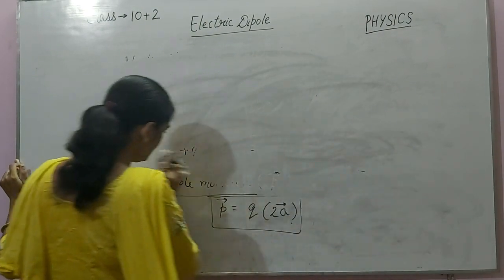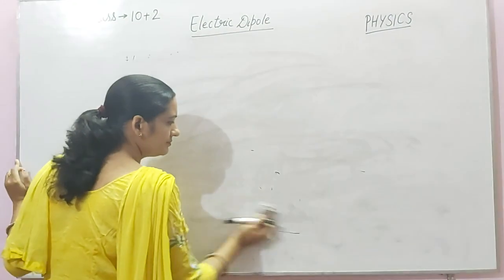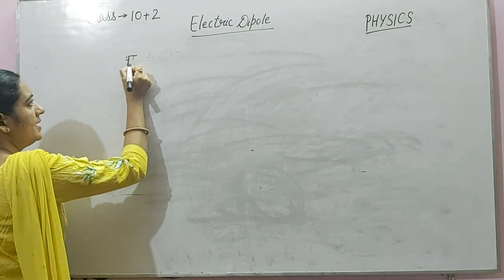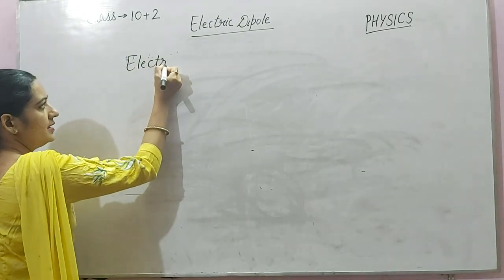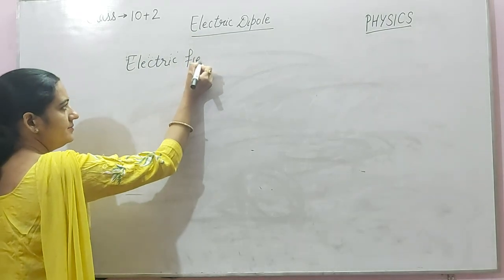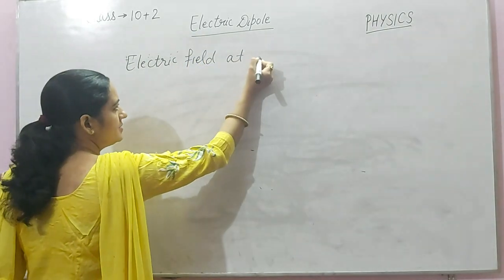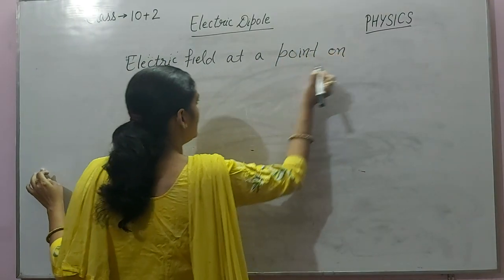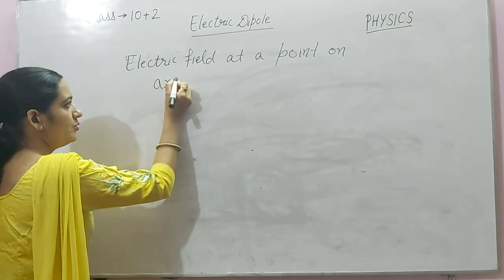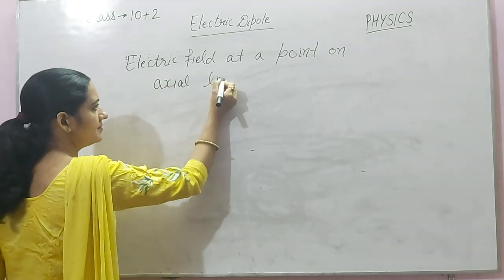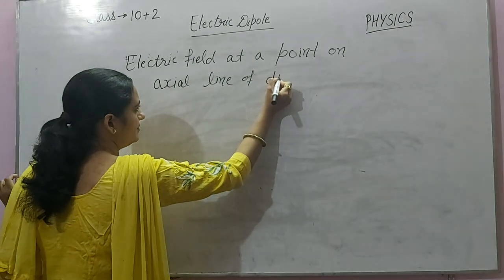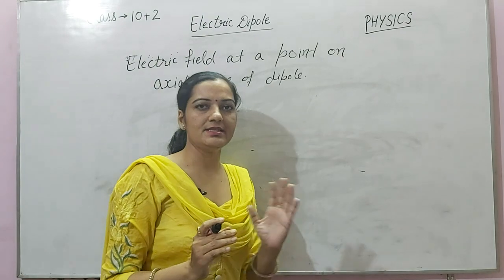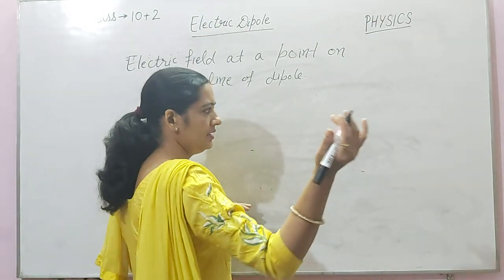Now we will derive expression for electric field at a point on axial line of dipole. Write down: electric field at a point on axial line of dipole. It is a very important article and very easy. You can easily do it. Just learn the diagram.